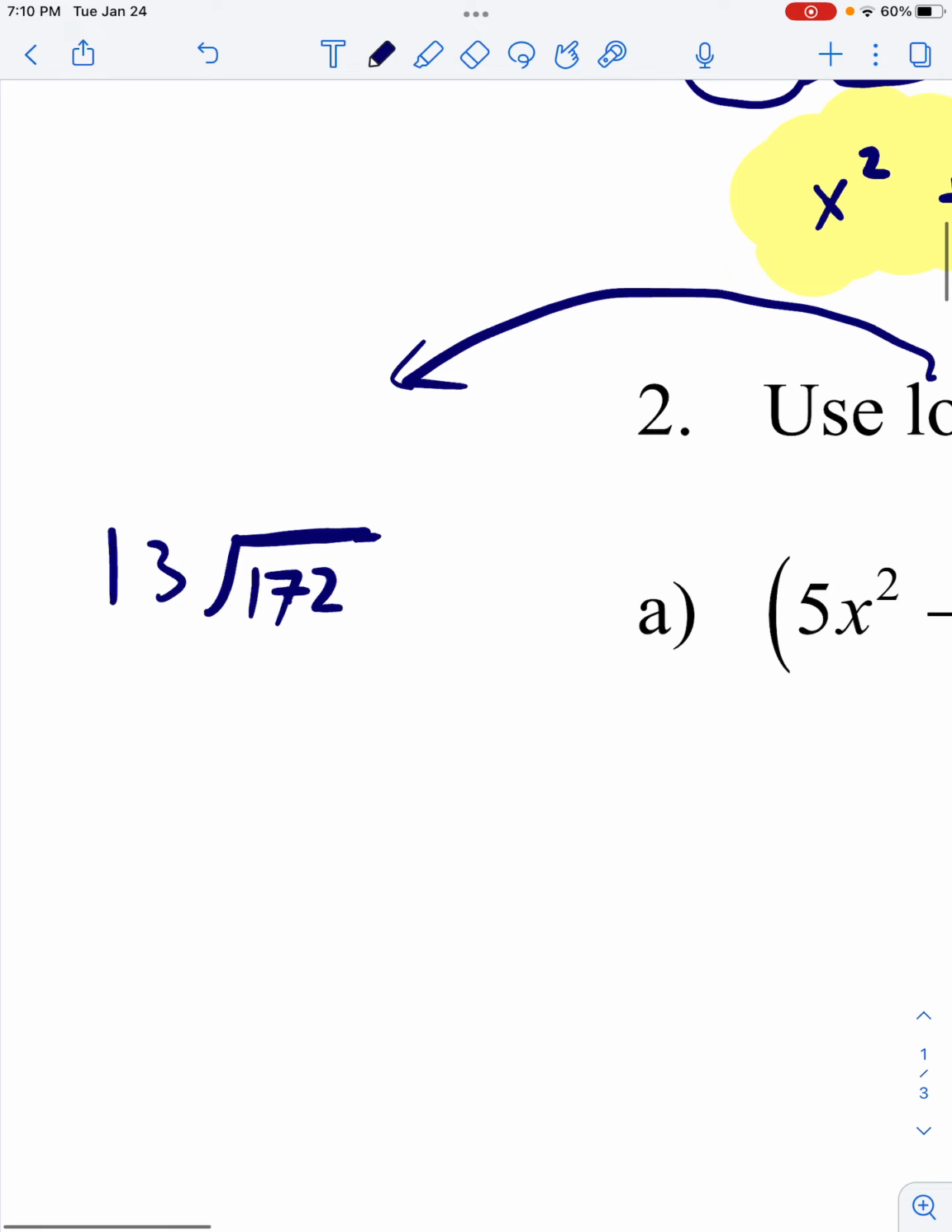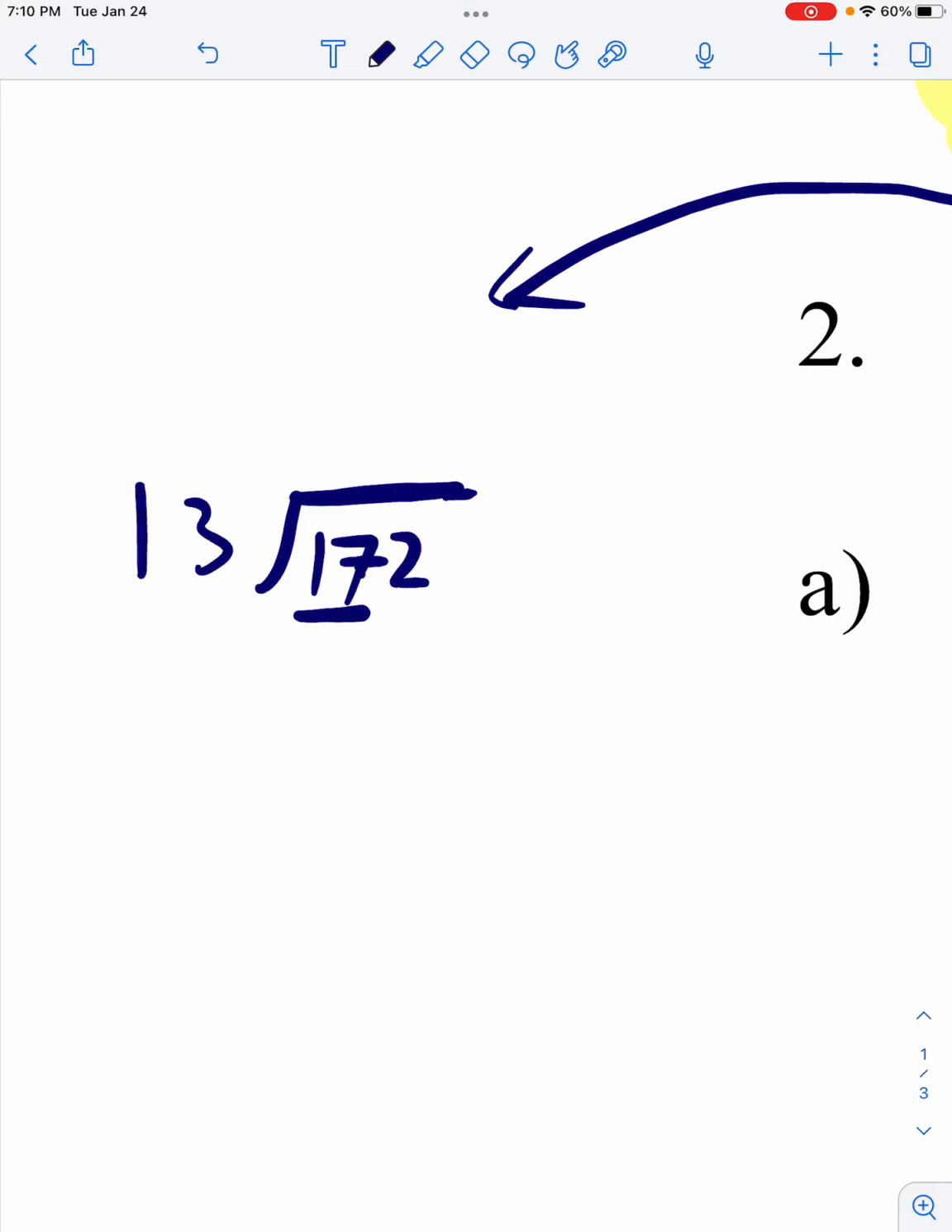What did we do in 4th grade? We started with 13. We looked at our 172. We started by looking at the first digit here. We ask ourselves, does 13 go into 1 at all? No, it does not. So we went to the next digit, the second digit of the number we're dividing. Now we're looking at the number 17. Does 13 go into 17? Yes, it does. How many times can we fit 13 into 17? Once. So we wrote a digit 1 right above that 7.